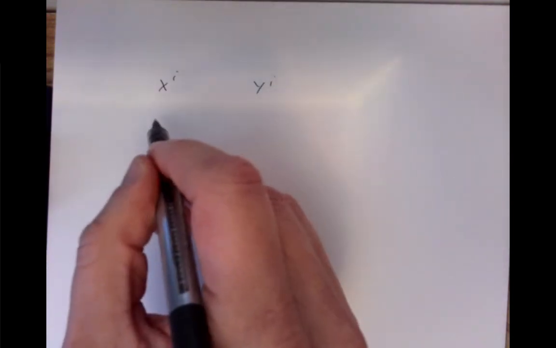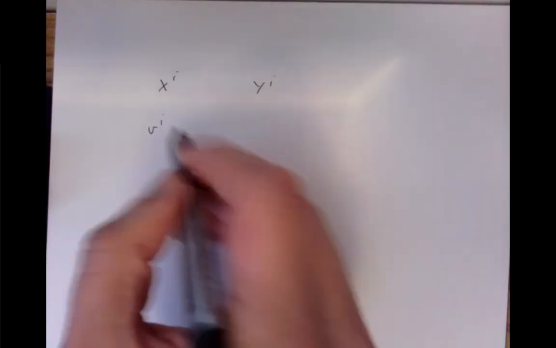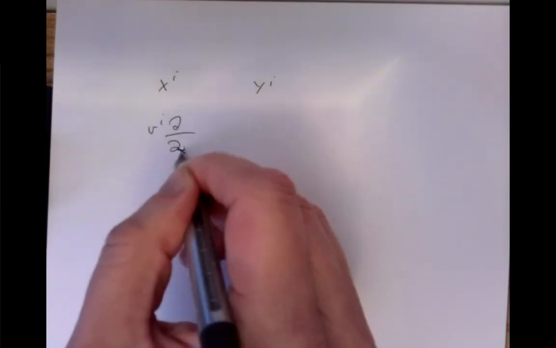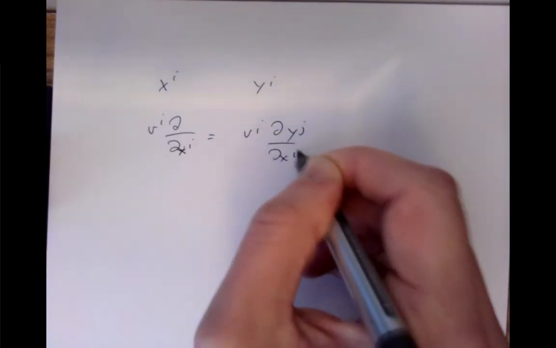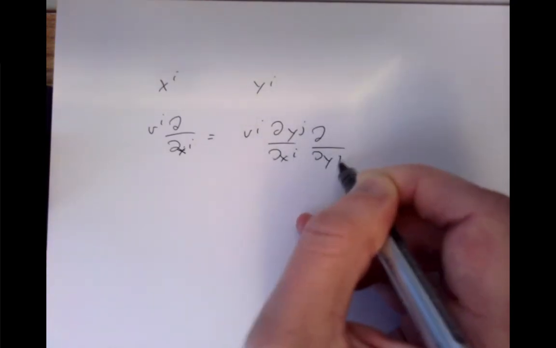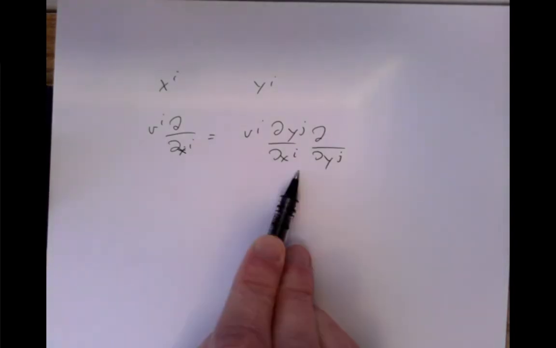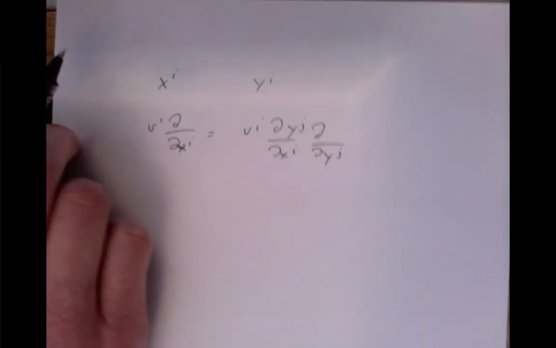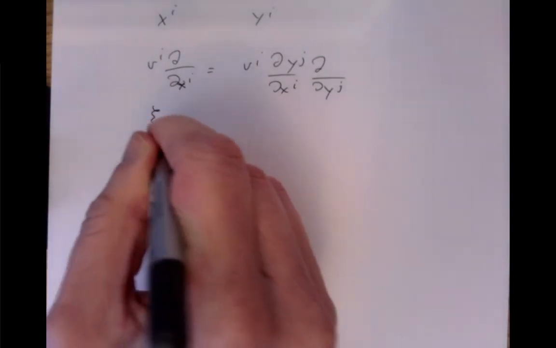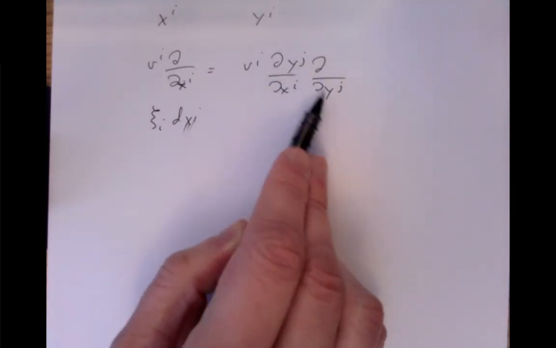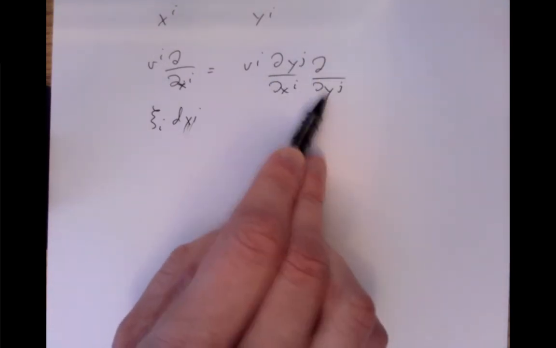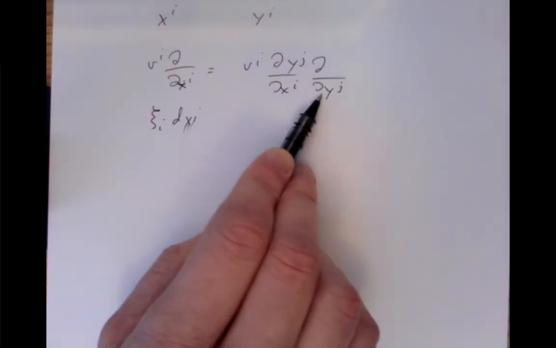If I change from x^i variables to y^i variables, then I change vectors by v^i ∂/∂x^i has to be v^i ∂y^j/∂x^i ∂/∂y^j in y variables. Those are the same vector represented in different variables. And of course, how did I guess the right answer? How do I do it? Well, you stick in what you need. You need ∂y^j, so you stick some dy's up and down, and imagine that they sort of cancel each other out to make these equal. That's how I think of it.